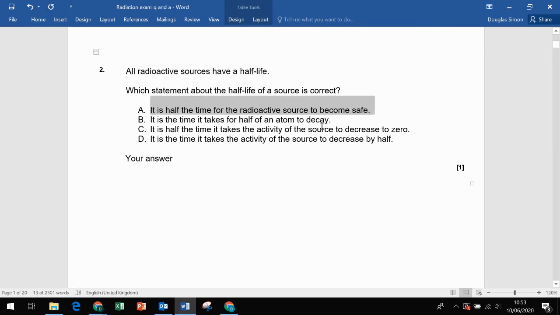It's the time it takes for half of an atom. Well, it's not half of an atom. It's half of all of the atoms. It's half of the time. Well, it's not half of the time. It's the total time. So it must be D. It is the time it takes the activity of the source to decrease by half. So activity is the number of decays per second. So this is another way of saying the time it takes for half of the atoms to decay.